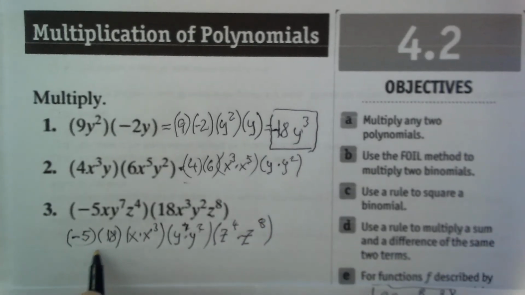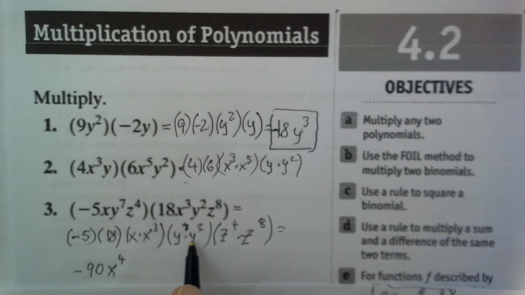So then minus 5 times 18 would equal minus 90. And x to the first times x to the third power, that's a 1 here, so 1 plus 3 is x to the 4th.